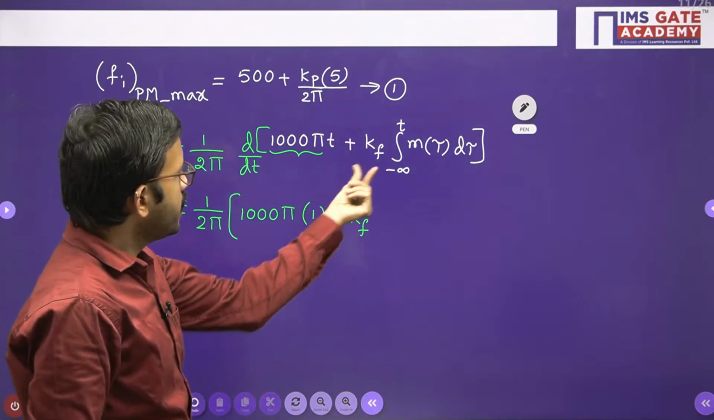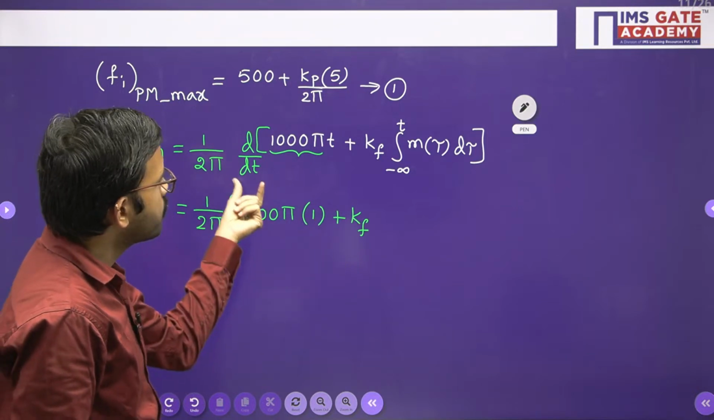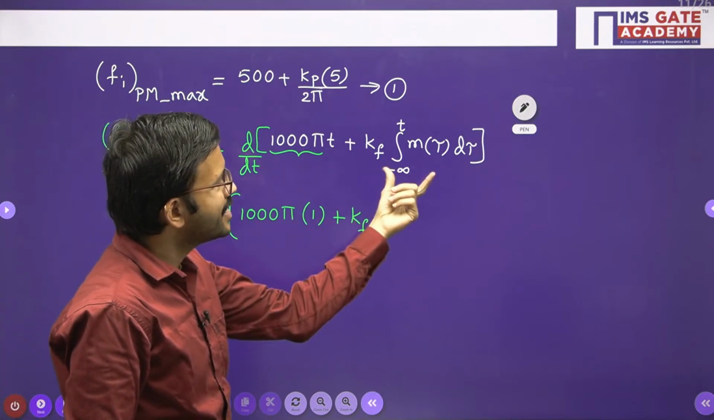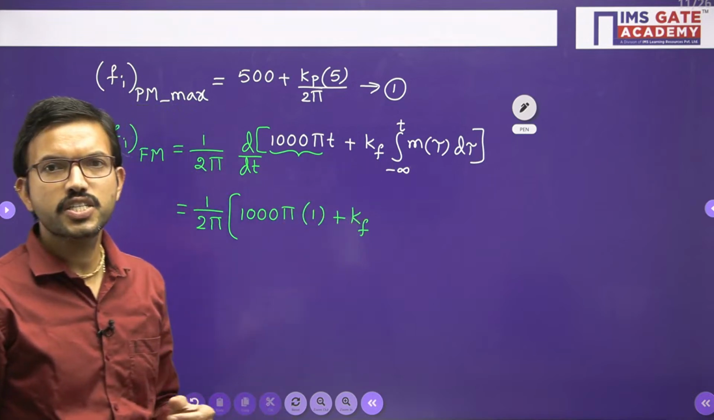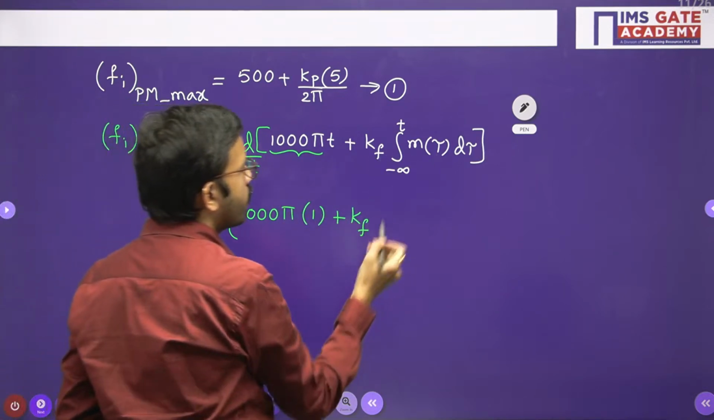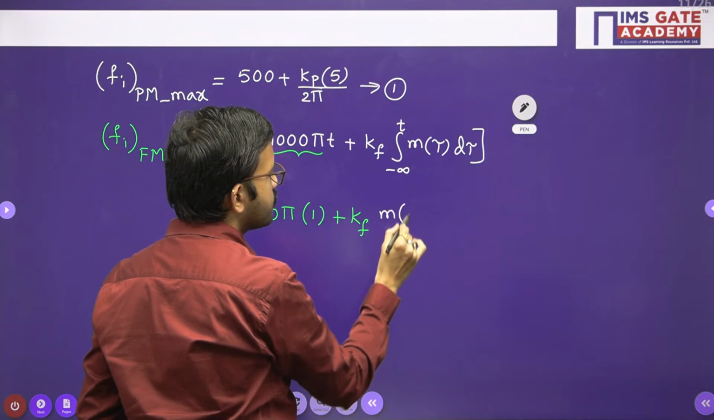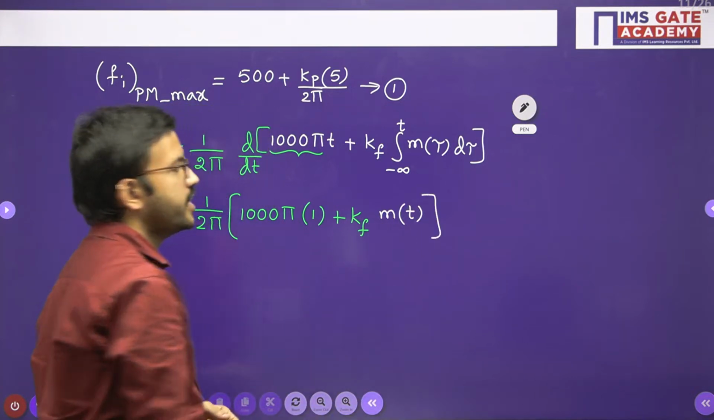Here kf is the constant, we can keep as it is. We are performing differentiation and then integration, so differentiation and integration will cancel. So finally you are going to get kf into m of t.